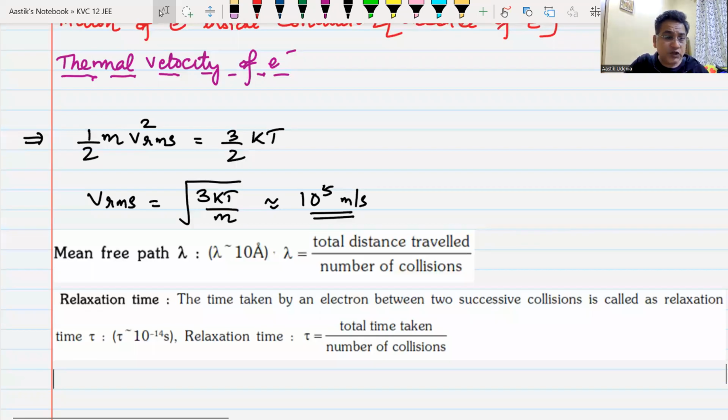Time between any two consecutive collisions is known as relaxation time. Do we understand this? Yes, sir. But my question still remains. Why, with so much velocity? We're moving so fast. Why, even with so much velocity, is there no current? Why is there no current?